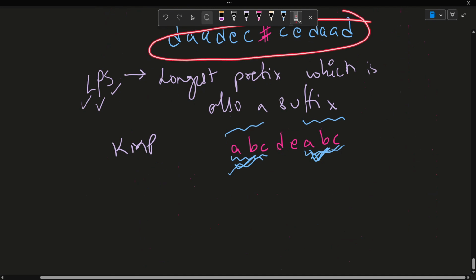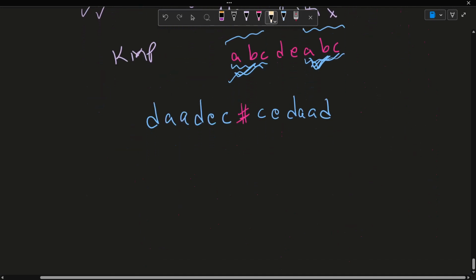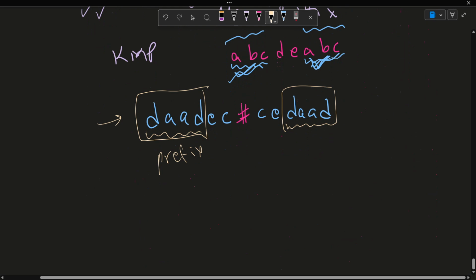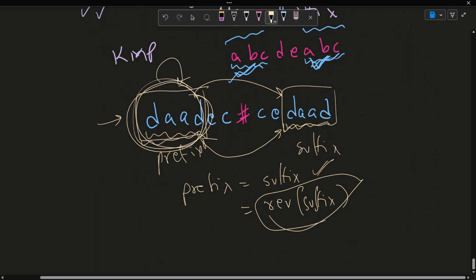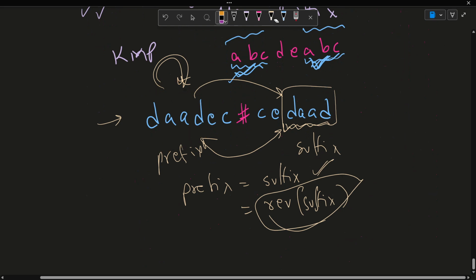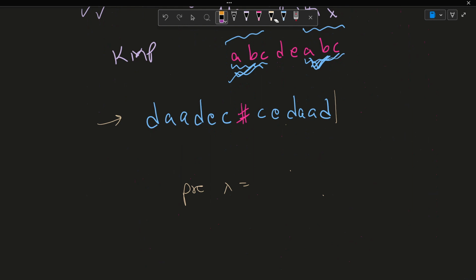Now, given this list, I'll just copy this. If I use the KMP algorithm on this string, what I would find is that the longest prefix which is also a suffix is this part, DAAD. Since this prefix is the same as this suffix, and we know this string is constructed so that this part and this part are reverses of each other as well, the prefix is equal to the suffix, and it is also equal to the reverse of the suffix. That means these two are palindromes: this is equal to this, but this is also equal to the reverse of this. So we found a palindrome starting from the 0th index.